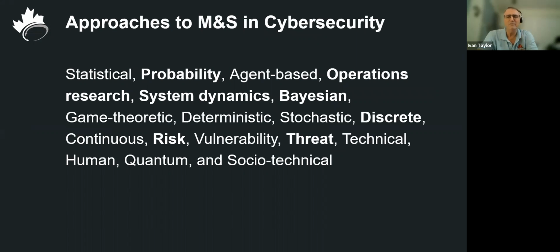There's quite a number of approaches to modeling and simulation in cybersecurity. This is not a complete list, but it's quite a long list of approaches. And I'm going to talk today about probability-based modeling, operations research-based modeling, system dynamics modeling and simulation, and discrete event simulation, risk, and threat simulation. So I'm not going to talk about all of them, but there are many other approaches to modeling and simulation in cybersecurity.